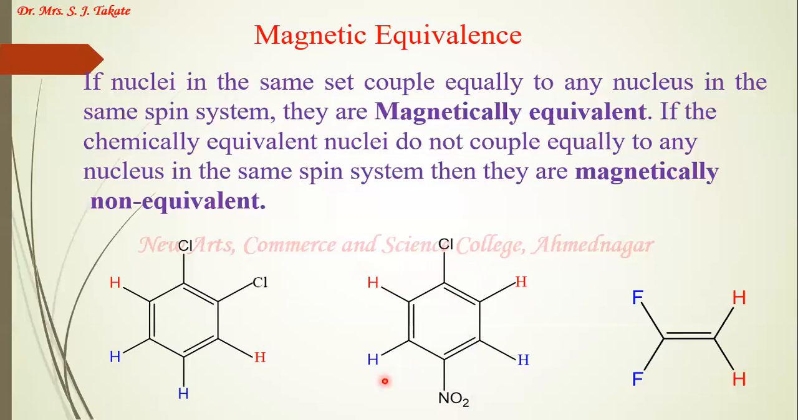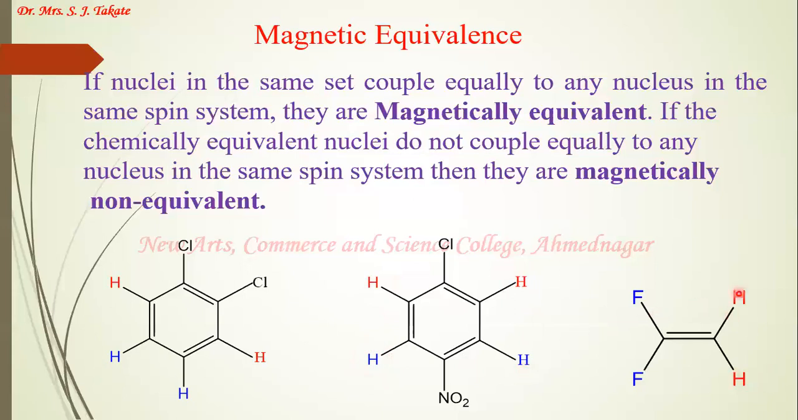But what about their magnetic equivalence? This red proton is ortho to this blue proton. But what about this red proton? This is not ortho to this blue proton. This is para to this blue proton. So this means that these two protons do not have the same relationship with this third proton. Therefore, the two protons are chemically equivalent but magnetically non-equivalent. In the same way, the two protons which are ortho to the nitro group are chemically equivalent but magnetically non-equivalent.